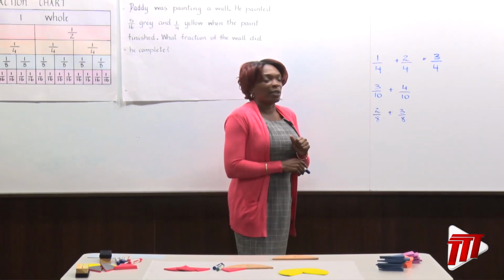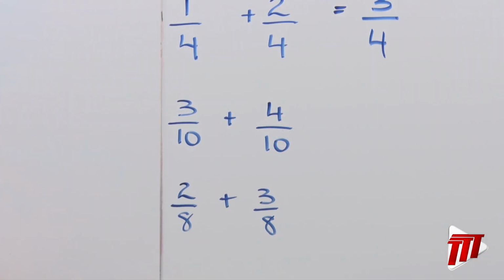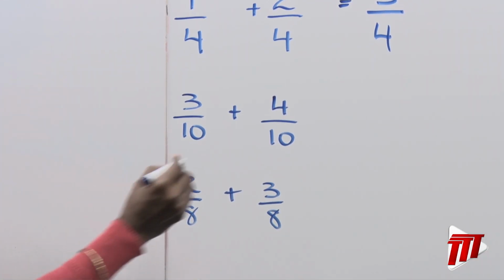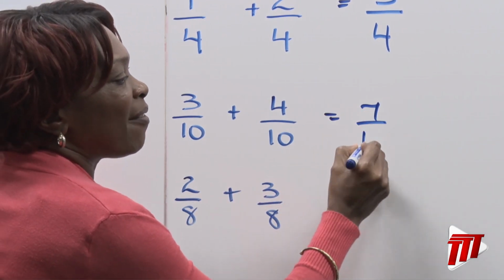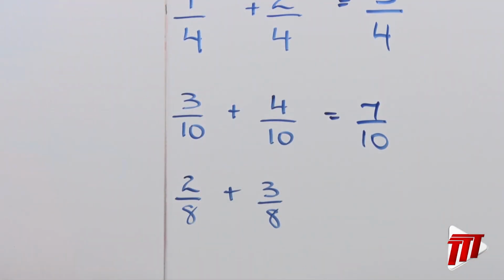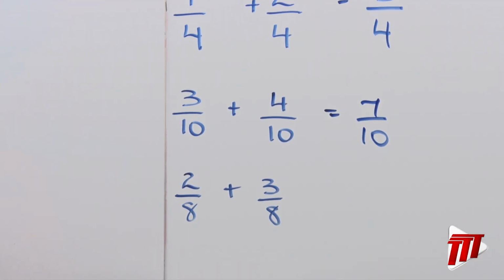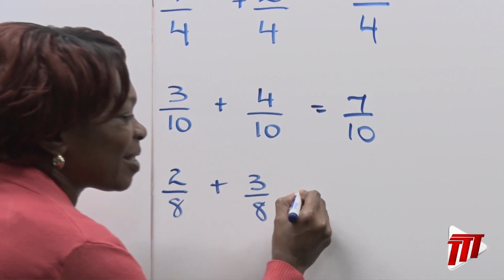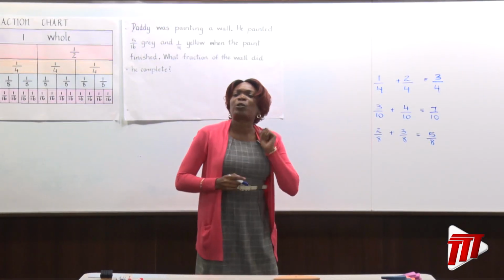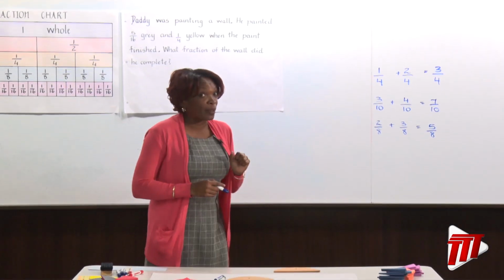Let's look at the next one. 3/10 add 4/10 will give us what? I bet you know. 7/10. And the last one. 2/8 add 3/8 will give us, yes, that's the answer, 5/8. Thank you for remembering so well. So we can move on.